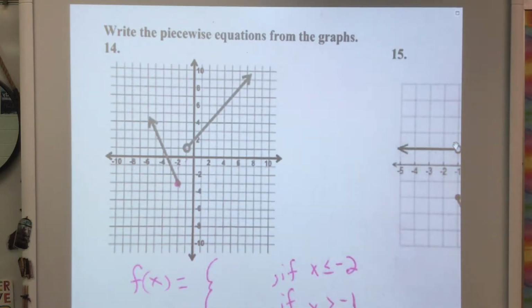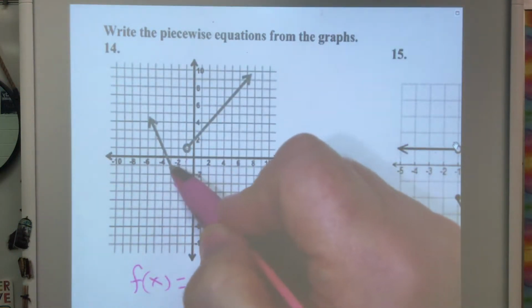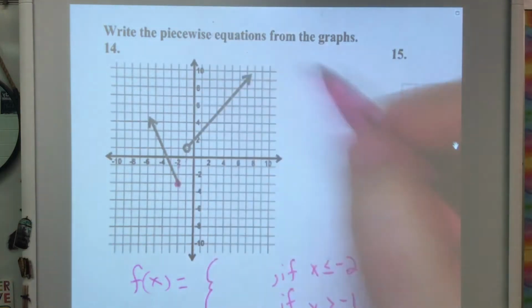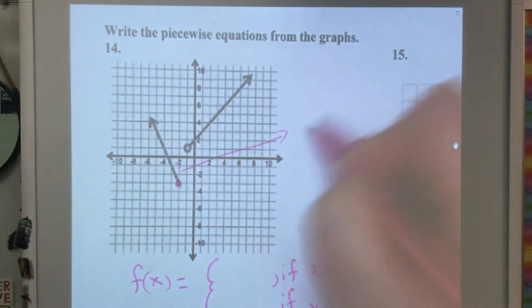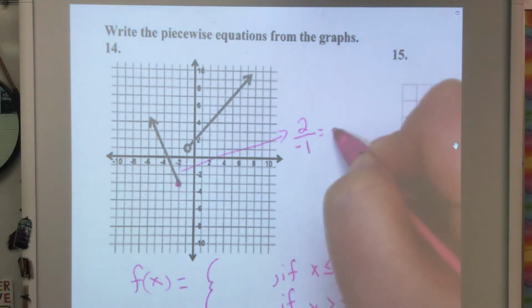Now for my equations. This first one has a negative slope. It goes up 2 to the left 1. So think about it this way. It goes +2, and then it goes left 1, so that equals -2.